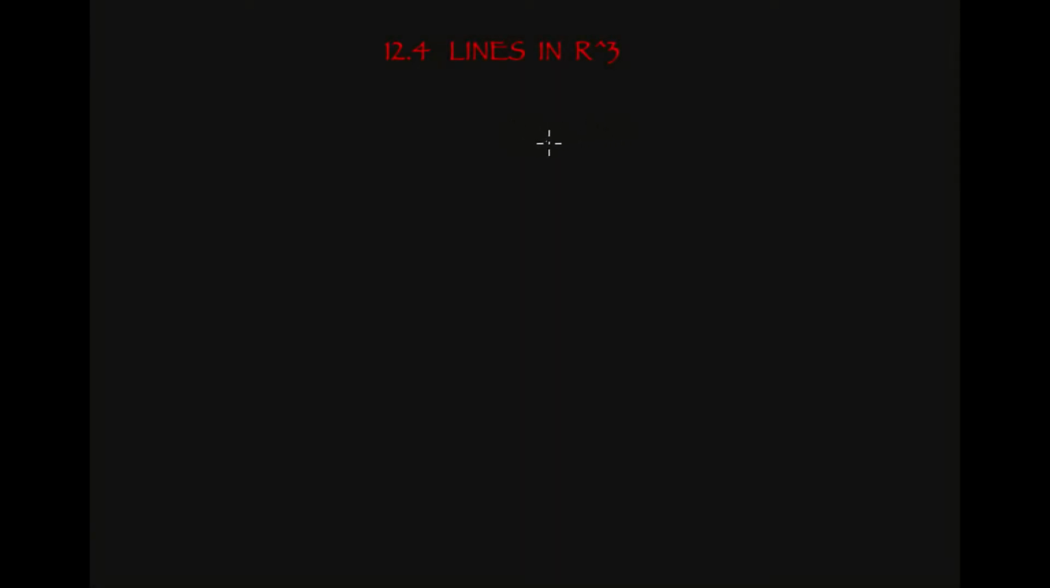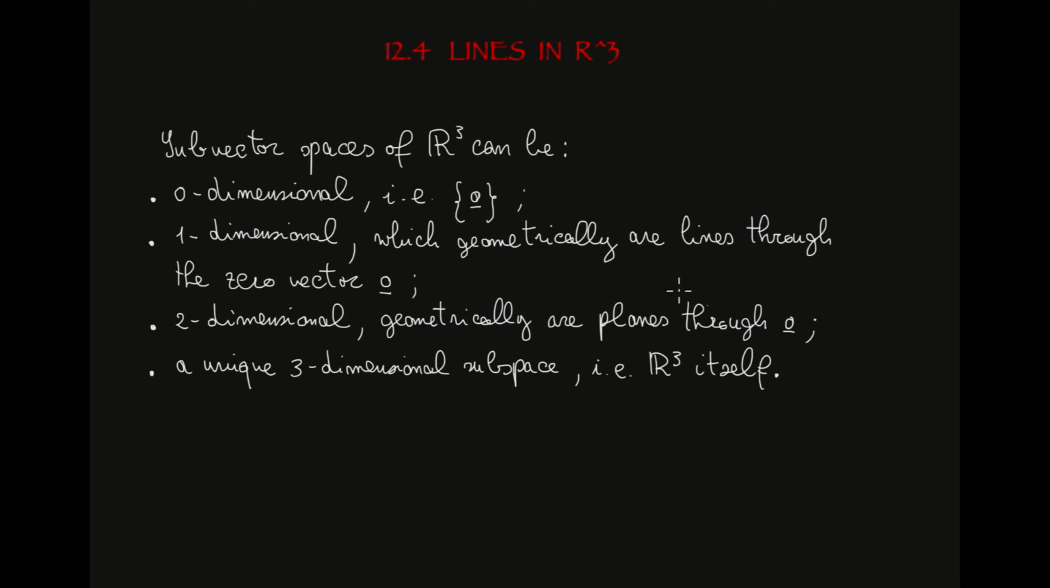In this lecture, we will keep considering geometrical objects in R3. Subvector spaces of R3 can be of 4 different kinds. According to their dimensions, we start from a unique zero-dimensional subspace, which is just the zero vector.